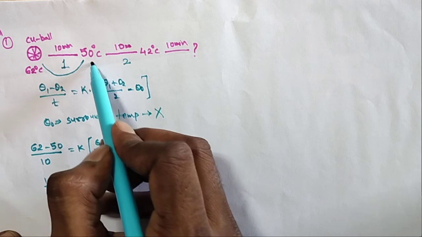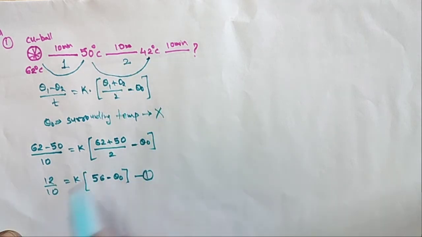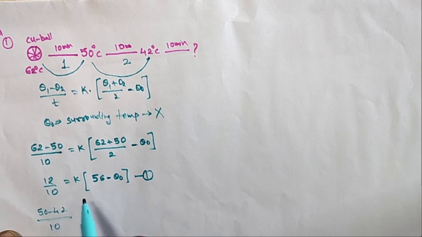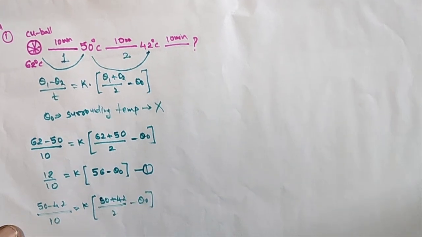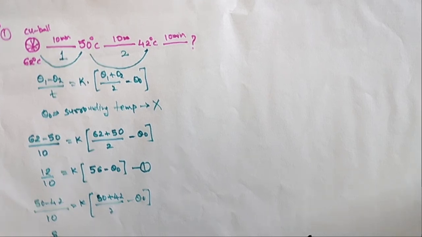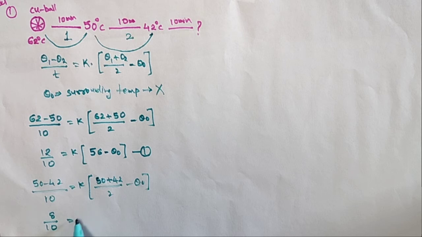And the second one, 50 to 42 degrees. That is (50 minus 42) by the same 10 minutes equals k into ((50 plus 42) by 2 minus theta naught). So 50 minus 42 is 8, 8 by 10 equals k into (92 by 2, so 46, minus theta naught).